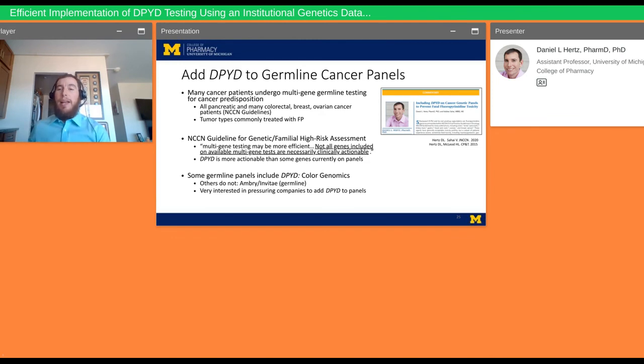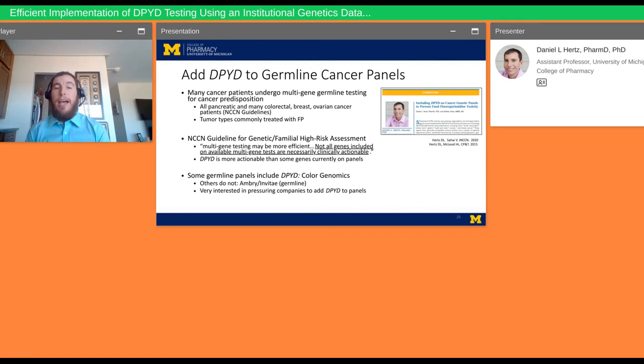This is a concept that I published on last year in the Journal of the National Comprehensive Cancer Network. So in terms of germline cancer panels, we know that many cancer patients undergo multi-gene germline testing to find cancer predisposition. According to the NCCN guidelines, all patients with pancreatic cancer and many patients with colorectal, breast, and ovarian cancer should receive some kind of germline testing.